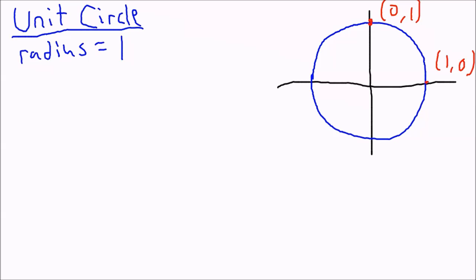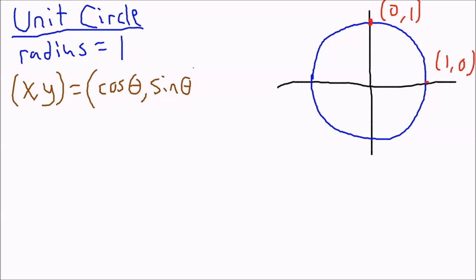Alright, but let's say I wanted to find out the coordinate of any point on my circle. So then we're looking for (x, y). Well, the coordinates for the unit circle are, instead of being represented by x and y, we're going to represent them as cosine of theta for our x and sine of theta for our y.